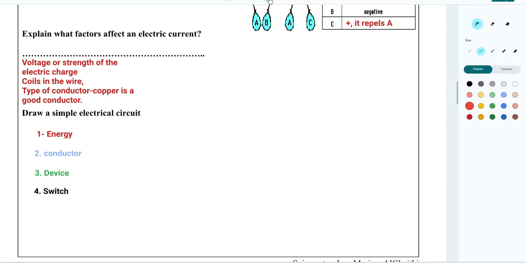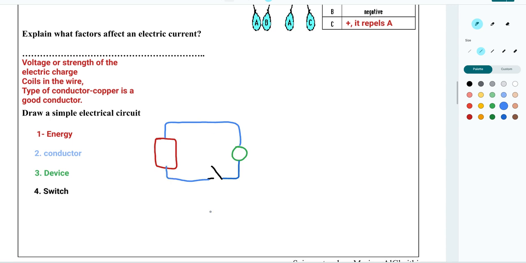So I will go ahead and draw a picture. Let's start with our energy source, which in this case is a battery. Then I will draw my conductor, which is going to be my copper wires. I will add a device. I should have made this yellow. I'm going to continue with my conductor, and I'm going to add a switch. And finish off my conductor to the other end of my energy source.